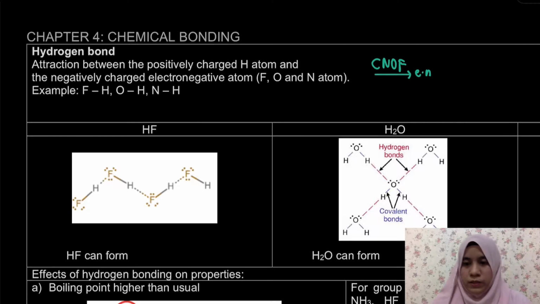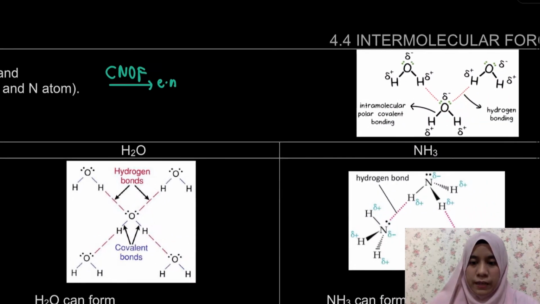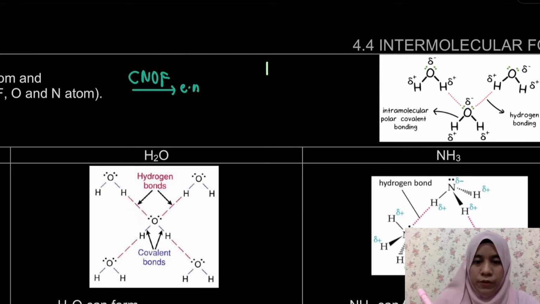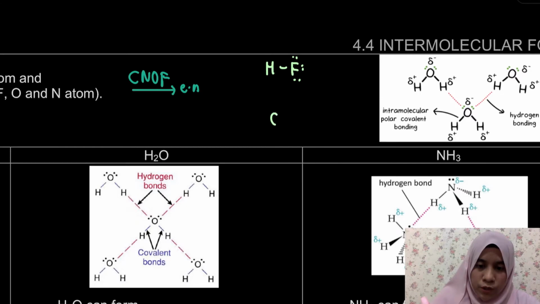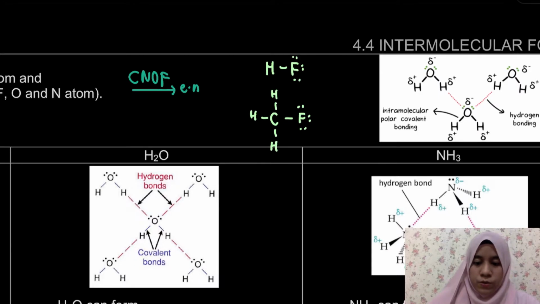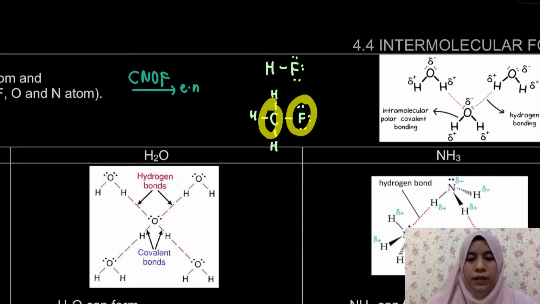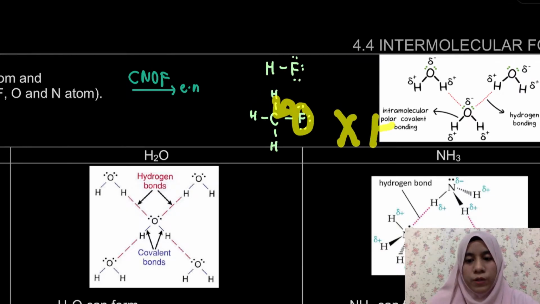So for example, the most famous one we know, hydrogen fluoride, HF. This is actually our hydrogen bond. But if, for example, I have CH3F, we learned in the previous video, CH3F. Here we see hydrogen and fluorine. But is the fluorine bonded to hydrogen or not? Actually the fluorine is bonded to carbon. It's not bonded to hydrogen.